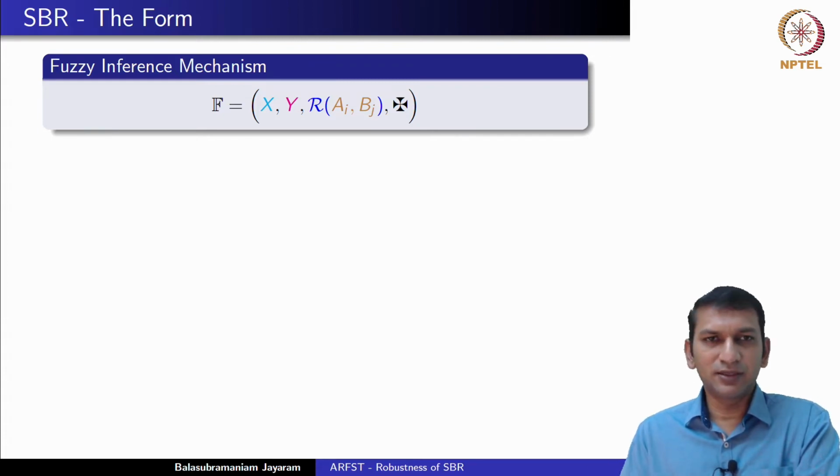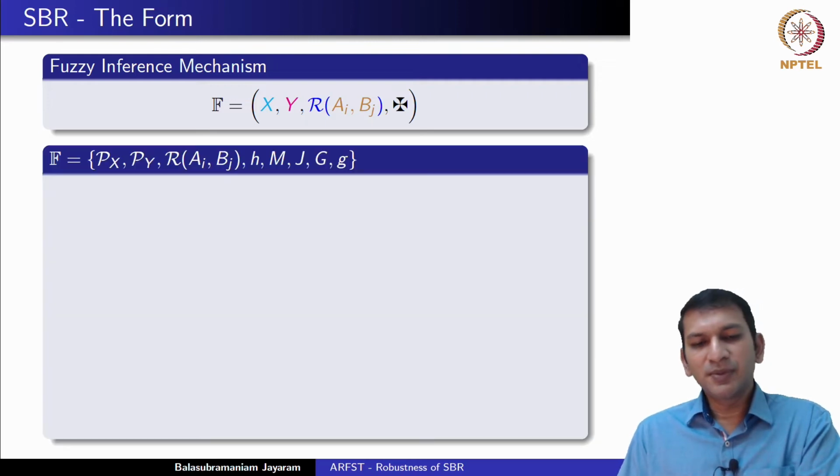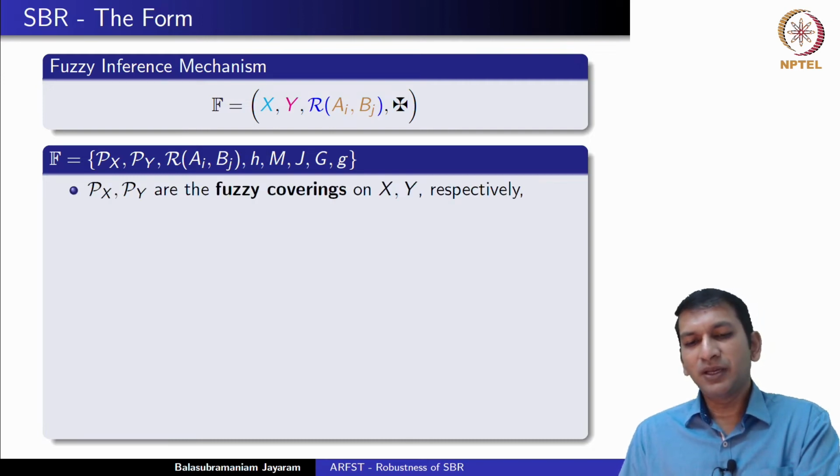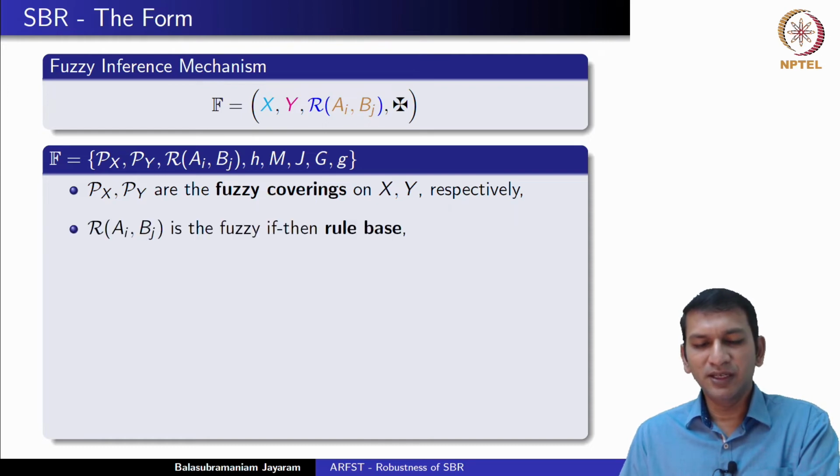X and Y denote the input and output spaces. R of Ai, Bi, J denote the set of rules that we have. And the other symbol there captures all the inference operators. In the case of similarity-based reasoning, we know that it consists of a tuple of these many parameters, where Px and Py are the fuzzy coverings on X and Y, the input and output domains respectively. R of Ai, Bi gives you the fuzzy if-then rule base.